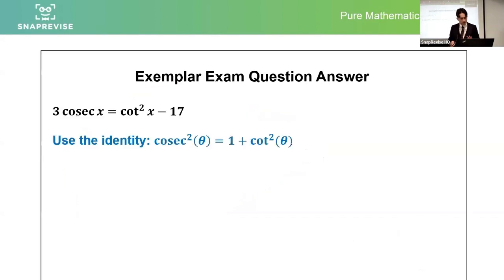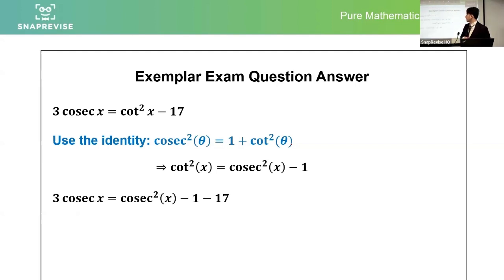So let's have a little look. Here's the question. So we've got 3 cosec x is equal to cot squared x minus 17. And then what we're going to do is think about the identity we need, which is cosec squared is 1 plus cot squared. And sometimes we need to rearrange that, but it's the cot squared we can replace. So cot squared is cosec squared minus 1. And do be really careful you put it the right way around. So 3 cosec x is equal to cosec squared minus 1 minus 17 as well. So let's look out for that.